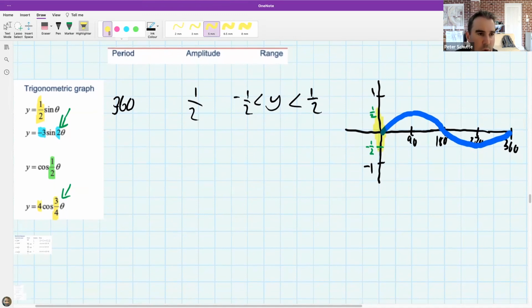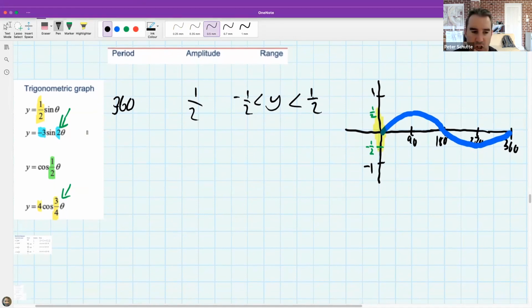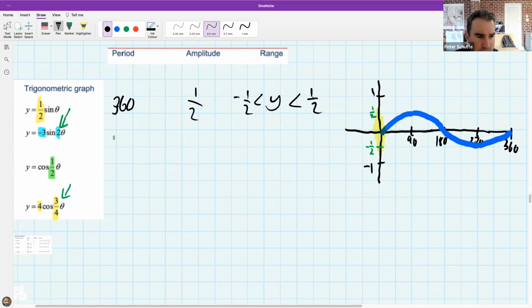Okay, let's do one more and then we'll finish off for today. What is A, B, and C for this graph?